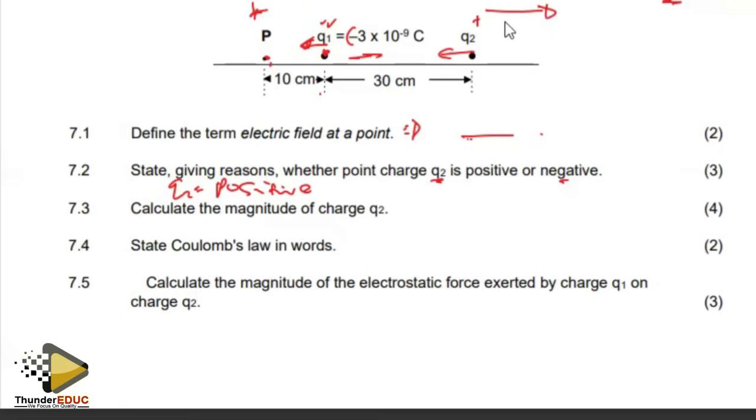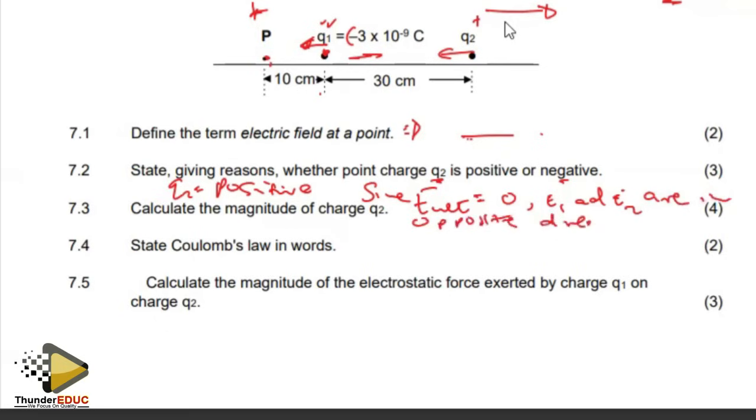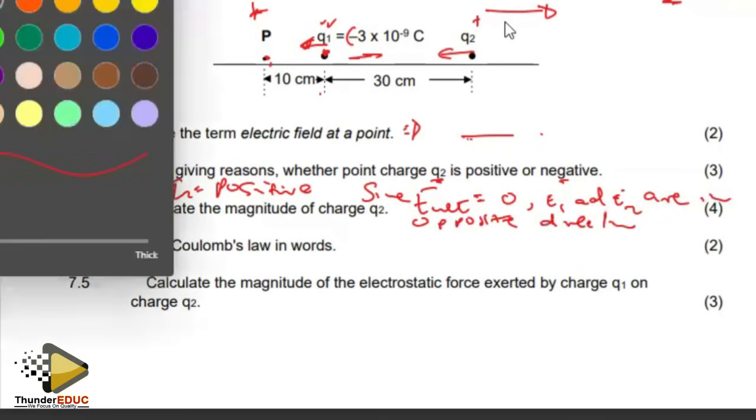Okay. So explanation, we're going to say that since the E net is definite, electrostatic field is E, not F. Okay, so we're saying the E net is 0, E1 and E2 are in opposite directions. They have to be in opposite directions. All right, so that is that.